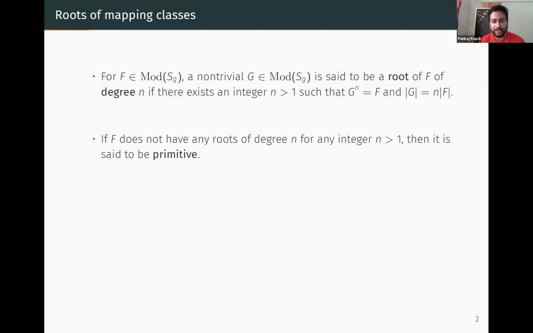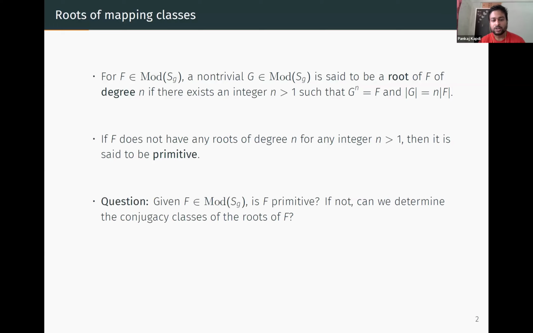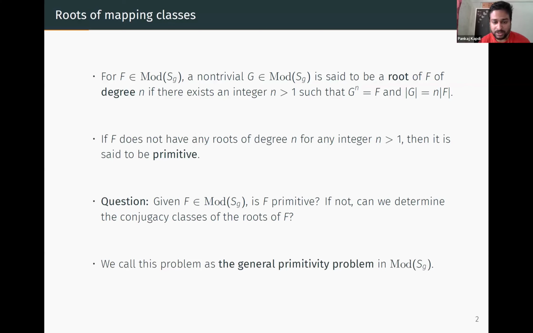If a mapping class does not have any root of degree n for any integer n, then I say that the mapping class is primitive. Now the question is, given a mapping class, can we decide if the mapping class is primitive? And if it is not primitive, can we determine what the roots of this mapping class are, at least at the level of conjugacy? So can we determine at least the conjugacy classes of roots of mapping classes? We call this problem the general primitivity problem in Mod(S_g).